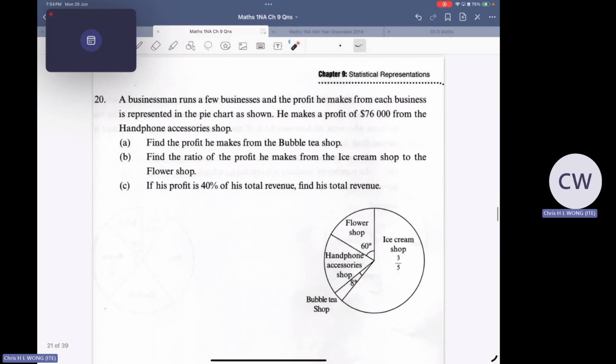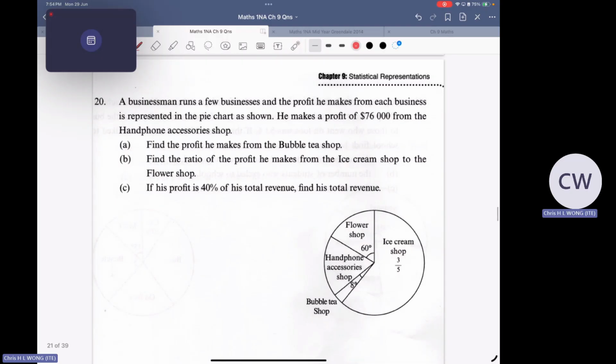76,000. Whatever they give you, write it down. It will help you to understand as you do. So put down here 76,000.